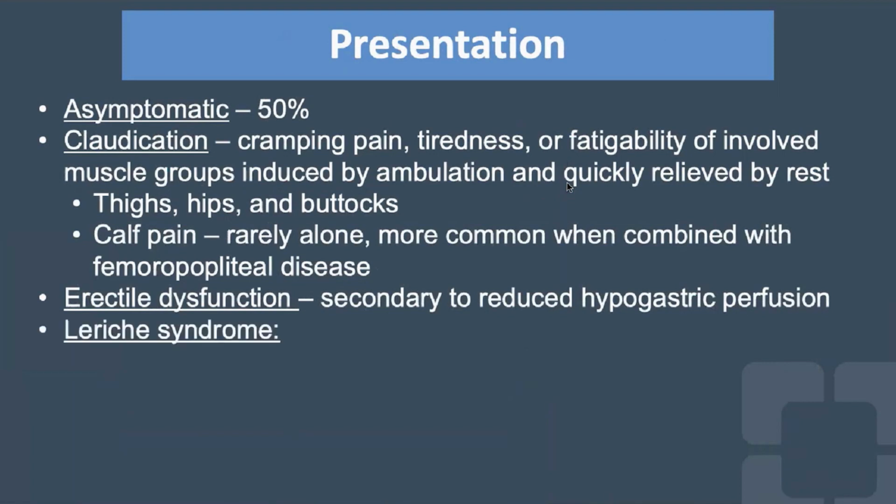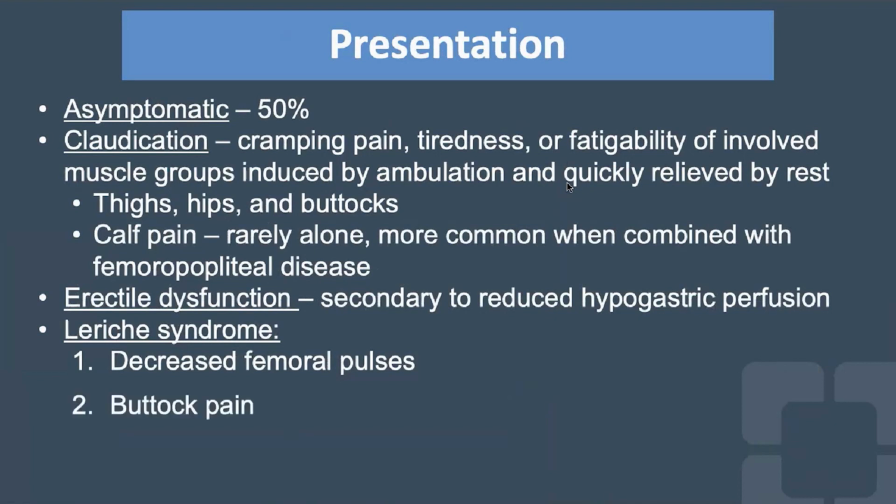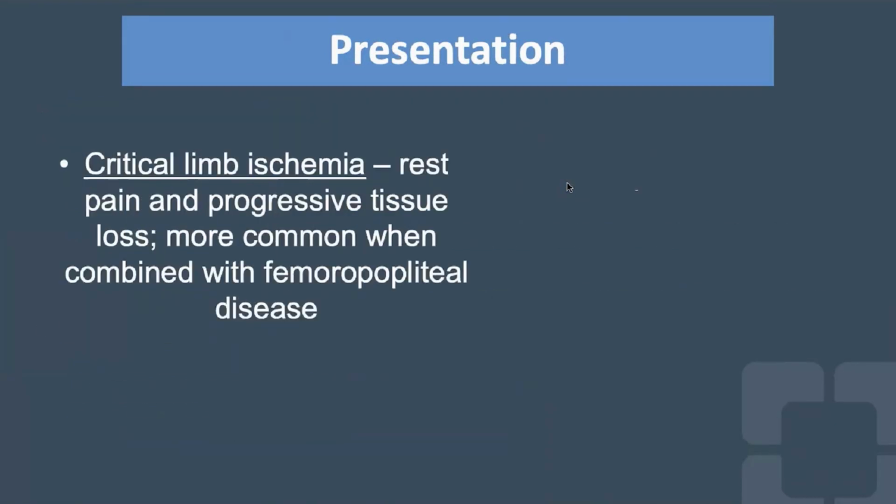But there's a classic Leriche syndrome that we all learned about as we went through our schooling. Leriche syndrome is specific to aortoiliac occlusive disease. We mean someone who has decreased femoral pulses due to an occluded or narrowed iliac segment, aortoiliac segment. Someone who has buttock pain because they're losing that blood flow through the iliac vessels into the pelvis. And someone who may have erectile dysfunction. So this is the triad of Leriche syndrome in aortoiliac occlusive disease. That would be a classic presentation.